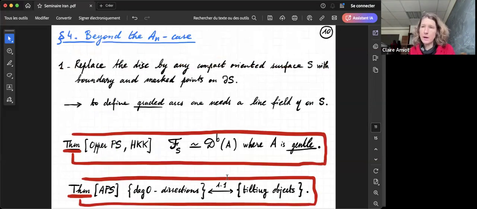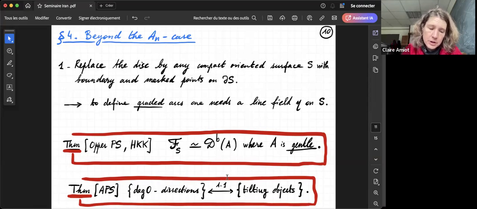So now I will finish my talk by explaining what we can do beyond this AN case, because for this AN case there is nothing really new. All the tilting objects were already described. But what we could think about with this geometric approach is to replace the disk by a compact oriented surface with boundary and marked points on this boundary.